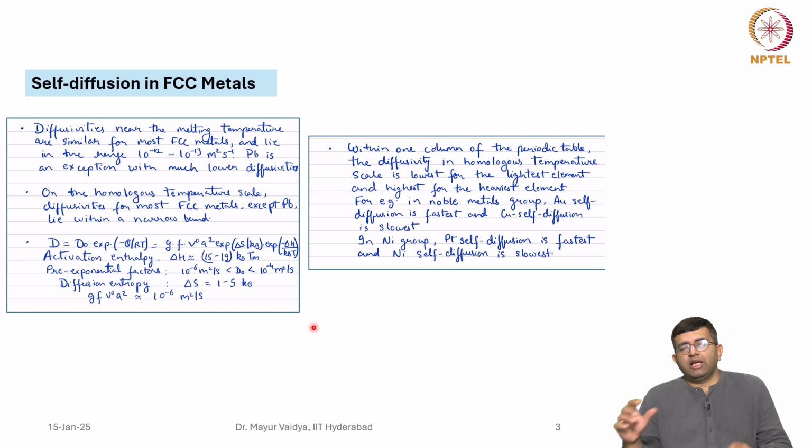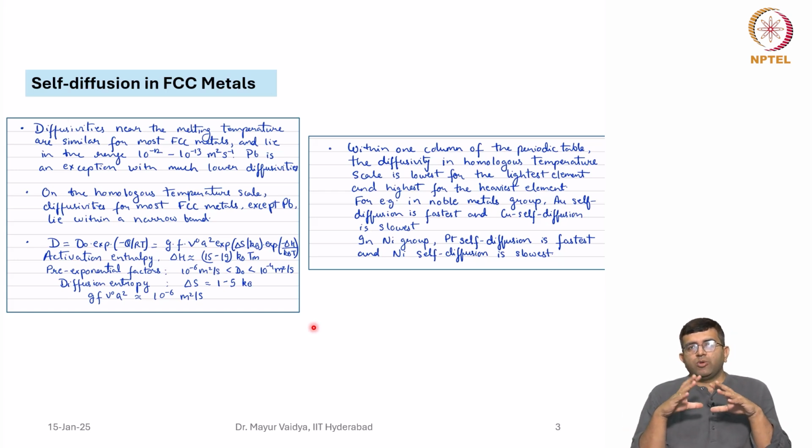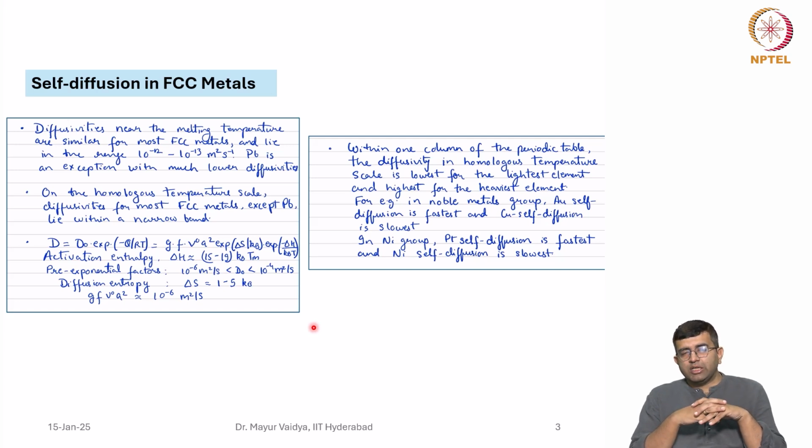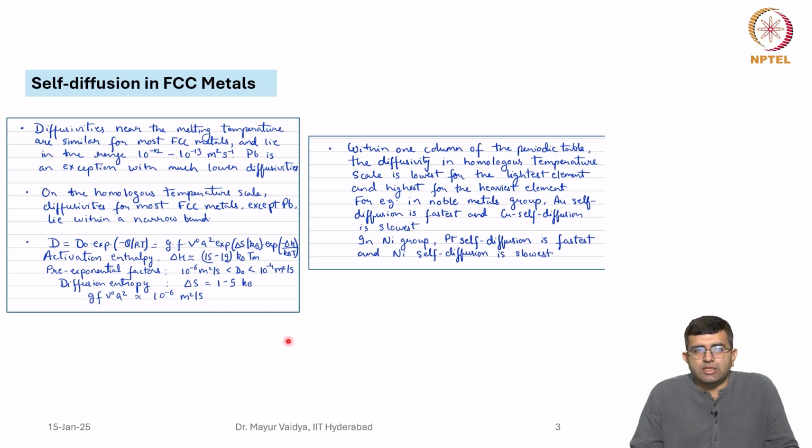So, one more trend that people see is that within one column of the periodic table, the diffusivities on the homologous temperature scale are the lowest for the lightest element, and they are highest for the heaviest element. For example, in the noble metals group, gold self-diffusion is fastest and copper is slowest. In the nickel group, palladium and platinum self-diffusion is the fastest and nickel is the slowest.